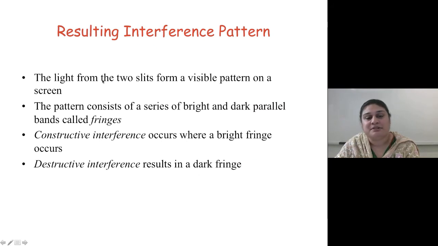So the light visible from the two slits forms a visible pattern on the screen. This pattern consists of a series of bright and dark parallel bands called fringes. Constructive interference is where the bright fringe is, and destructive interference is where the dark fringe is seen.